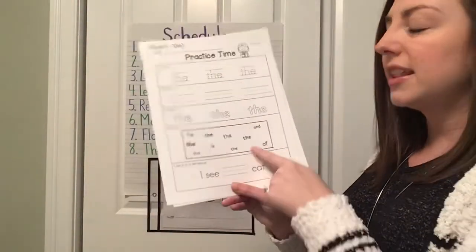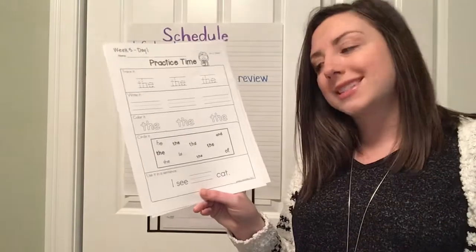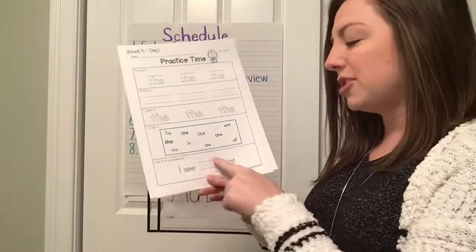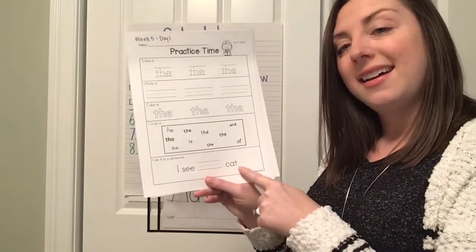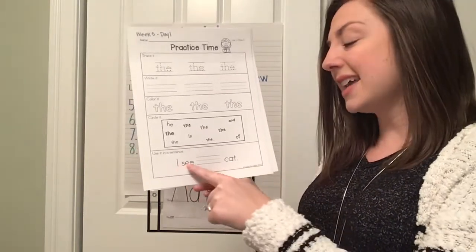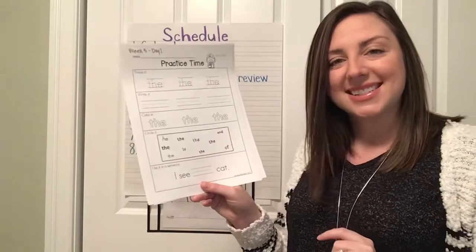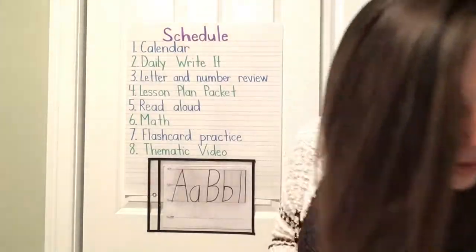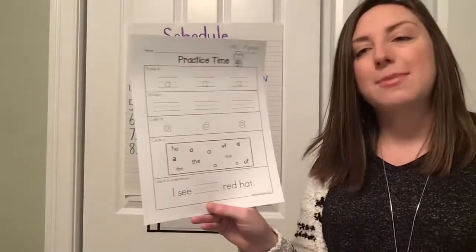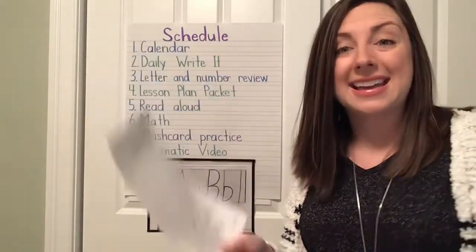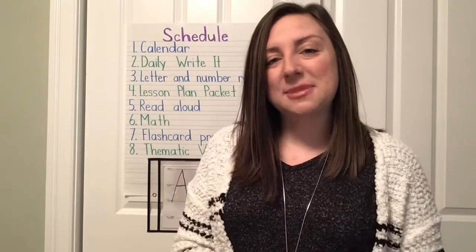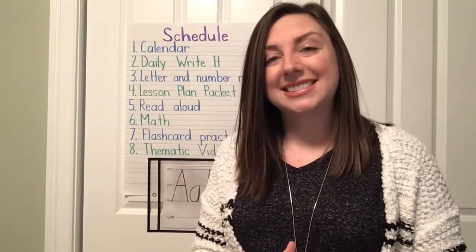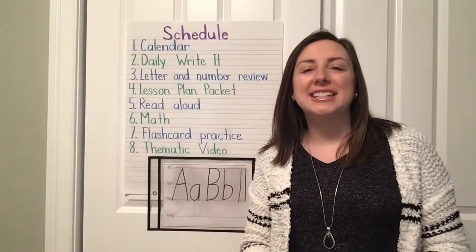Then you're going to look in the box and circle all of the words that say the, and then you're going to use it in a sentence. I see cat. I see the cat. When you are done with your the page, you will do the exact same thing for A. Go ahead and pause the video and you can do all of your lesson plan activities now. I'll bet you guys did great.